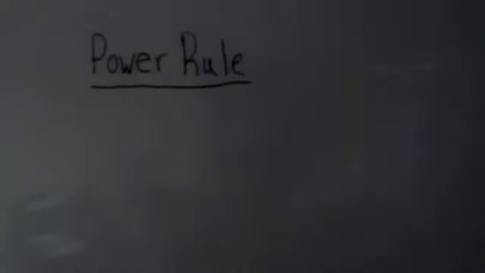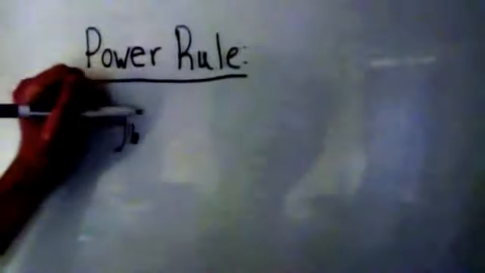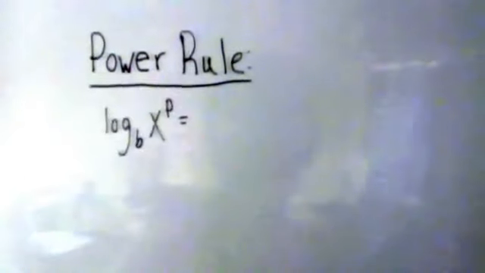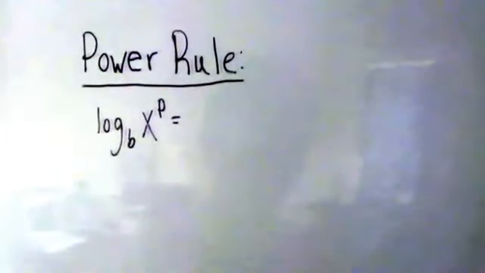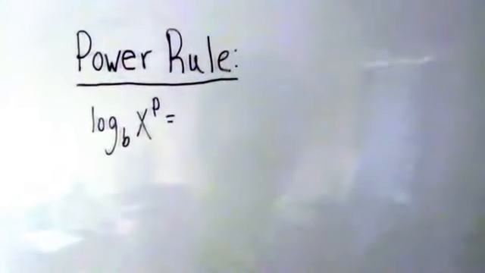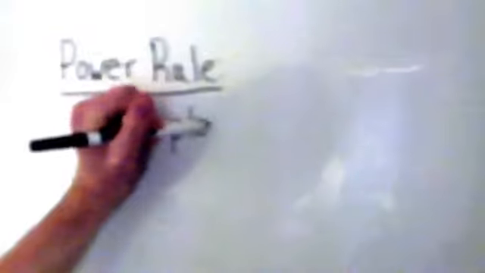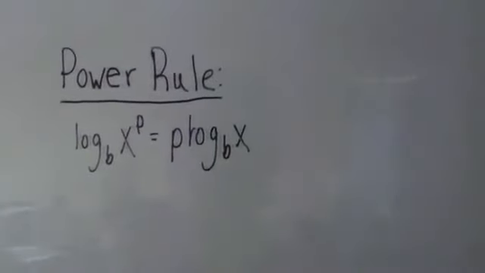So the power rule states that the logarithm of a number to an exponent, or log base b of x to the p power, is equal to the product of the exponent and the logarithm of the number, or p times log base b of x. So essentially you just take the p and put it in front.